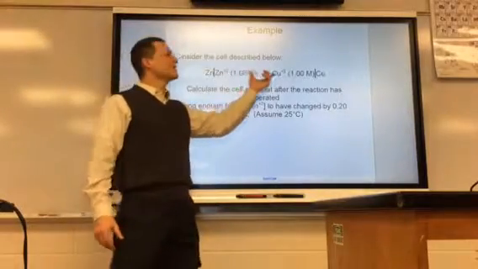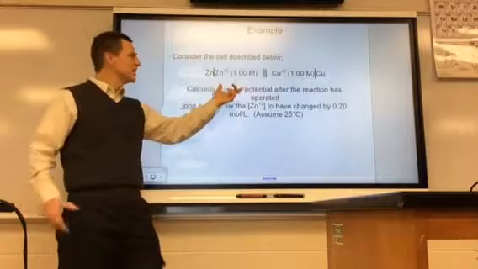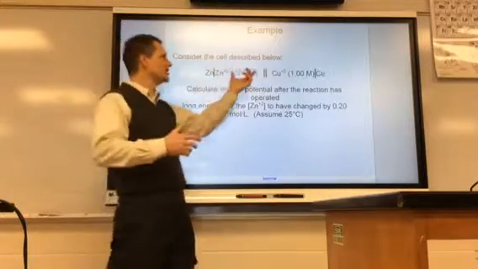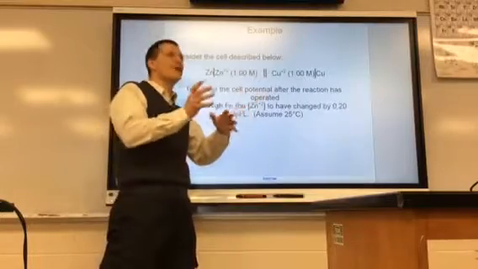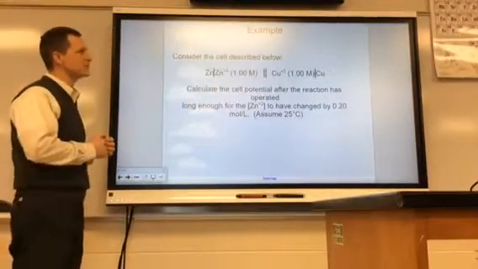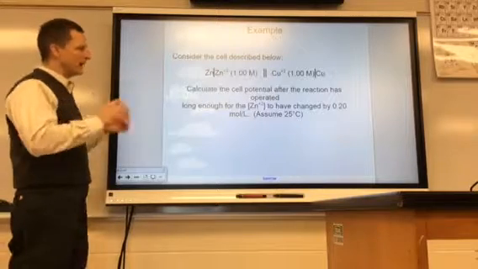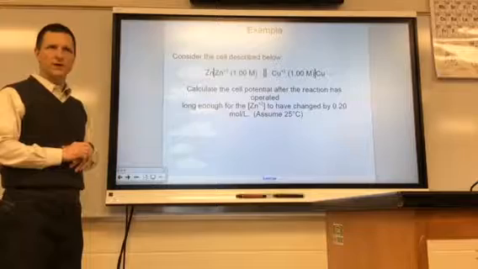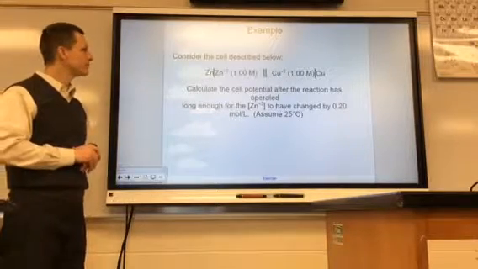Now, this reaction started at standard conditions. It didn't ask us to find what the cell potential was then. It asked us to find it after the reaction has progressed some. Well, let's see if we can make some sense of this problem. First of all, we're given the line notation. How are you feeling so far about line notation? Feel all right about it? Yeah.